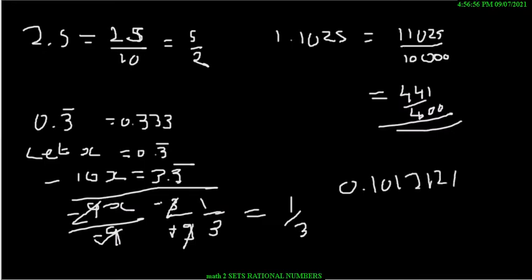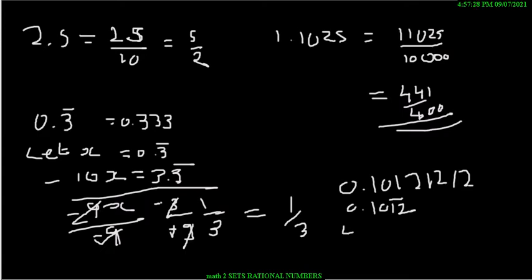0.10122 repeating. Okay, let's do something like this. First we recognize what is repeating exactly. So we say 0.10, and you can see that the 12 is repeating. So 10, 12, then you put the bar on top. Then we follow the steps we had here.